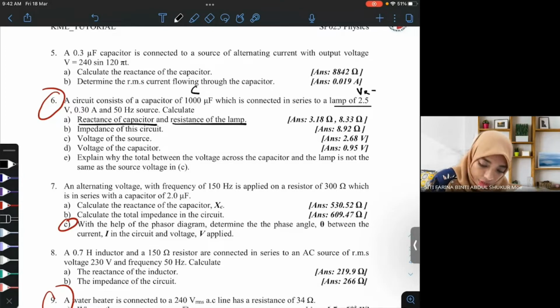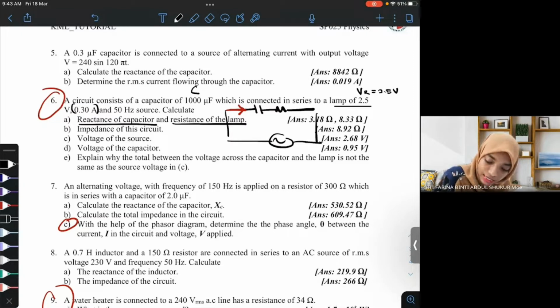And then ini adalah VR kamu, 2.5 V. And then dia kata I, ini adalah I yang akan lalu across the resistance. So your circuit now has capacitance and resistance. And we know for series AC circuit kamu akan ada current yang sama lalu both the components. So the current that passes through the resistance is the same as the current that passes through the capacitance. So ini adalah IRMS kamu. And then kita ada frequency.